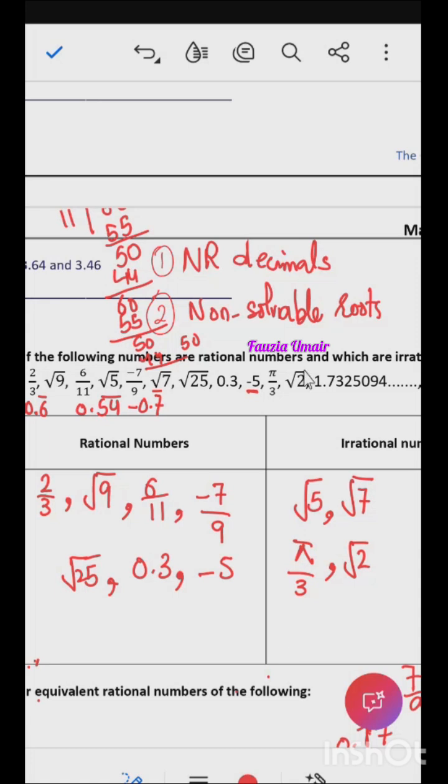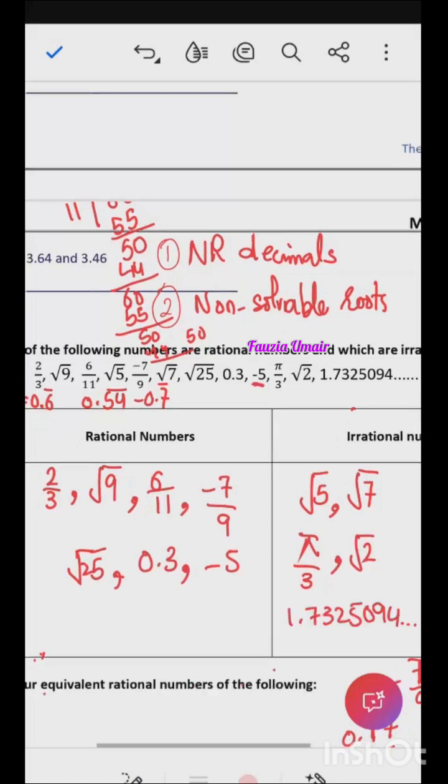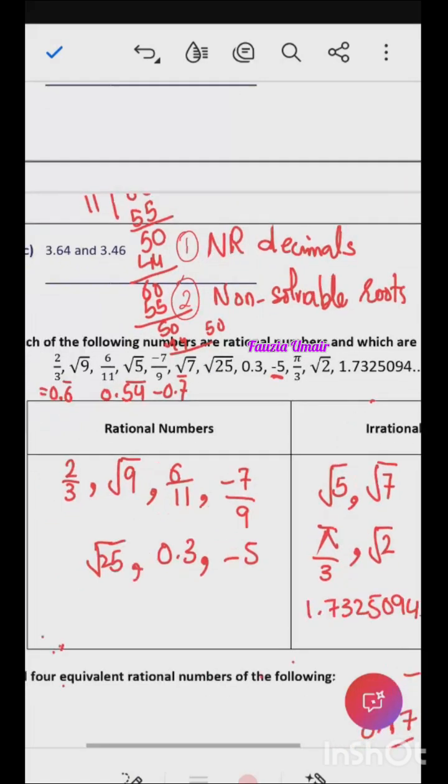So next is 1.73250994, and there are dots showing that the division does not end. Tathir, ji. This is irrational. Why do you think so? Because the division continues, so it is a non-recurring decimal. Okay? So non-recurring decimals are irrational.